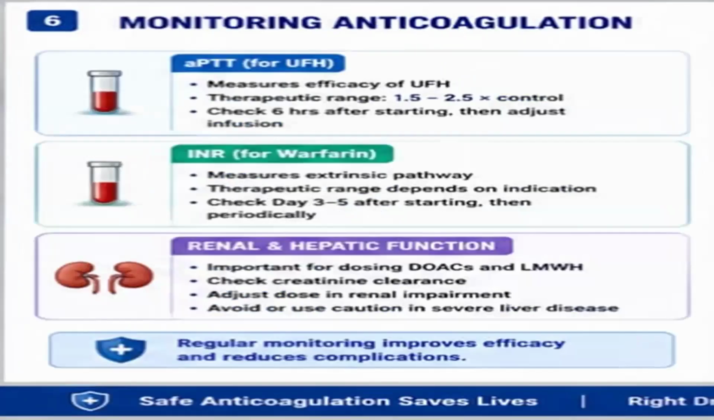Different anticoagulants require different monitoring. Unfractionated heparin requires APTT, warfarin requires INR, and low molecular weight heparin usually needs no routine monitoring. For DOACs, routine coagulation tests are generally not required, but renal function tests should be checked periodically. Always monitor for bleeding: nosebleeds, gum bleeding, blood in urine, black stools, and excessive bruising.